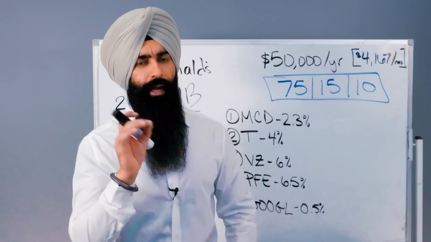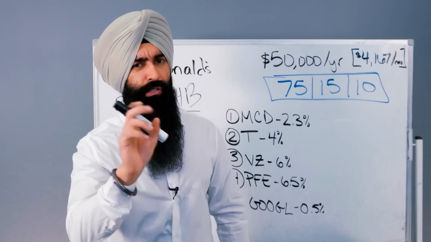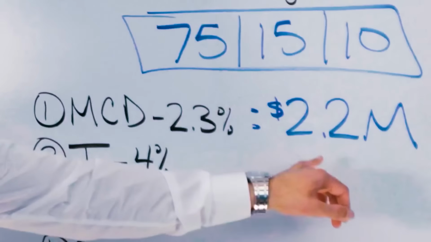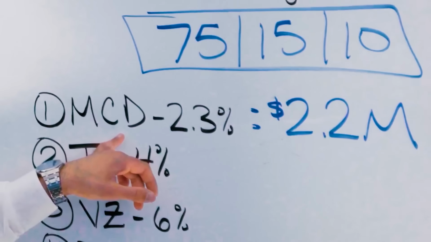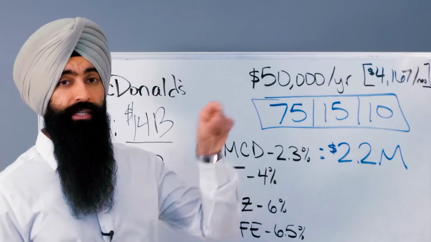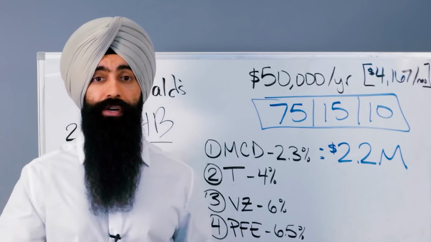Let me show you what that means, and then I'm going to show you how you can make it happen sooner than you might think. You would have to invest $2.2 million into the McDonald's stock today at today's dividend yield to start generating $50,000 a year today.